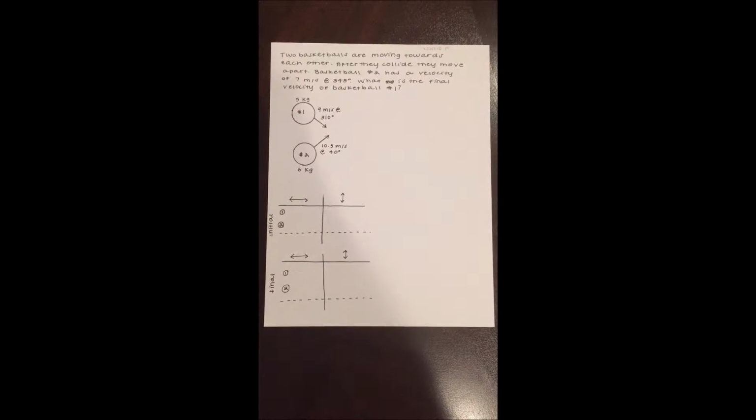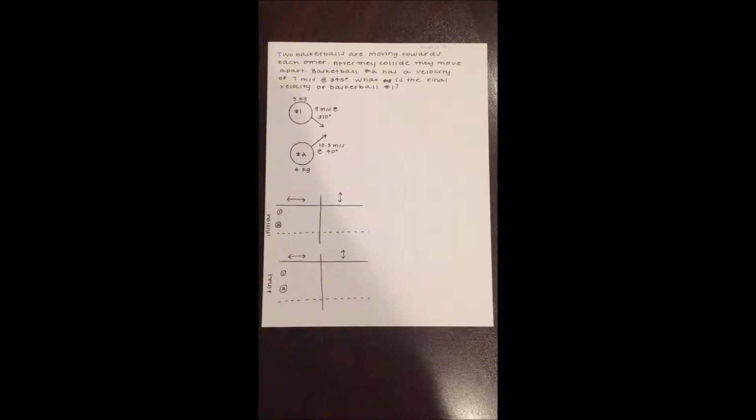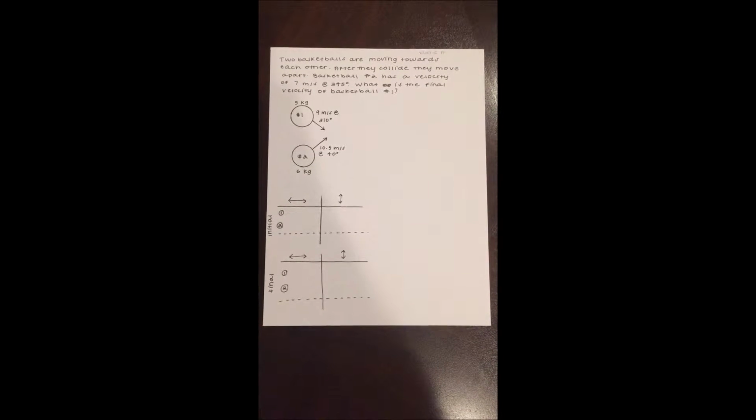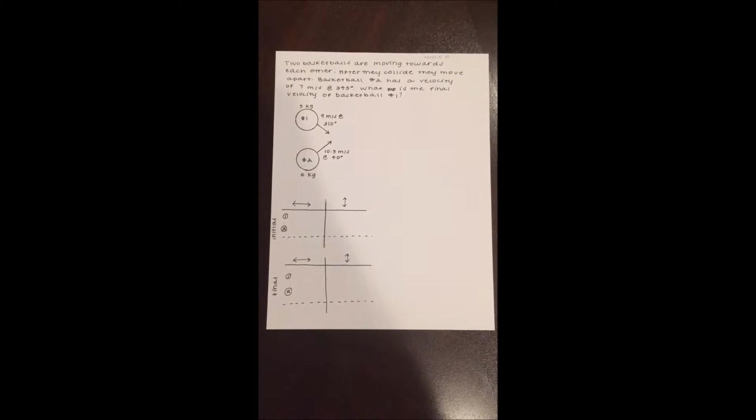So my problem is two basketballs are moving towards each other. After they collide, they move apart. Basketball number 2 has a velocity of 7 meters per second at 345 degrees. What is the final velocity of basketball number 1?